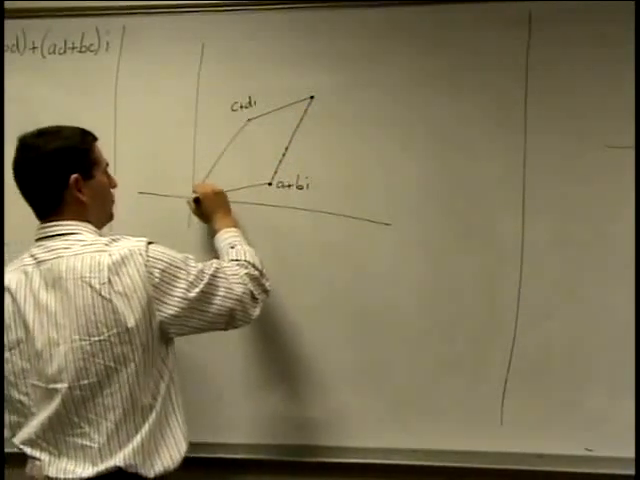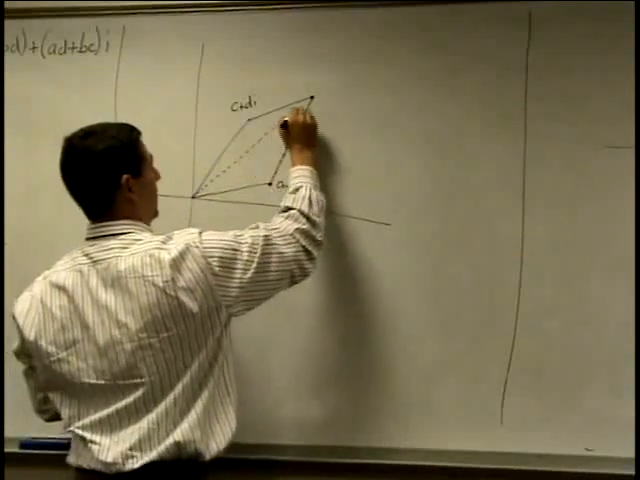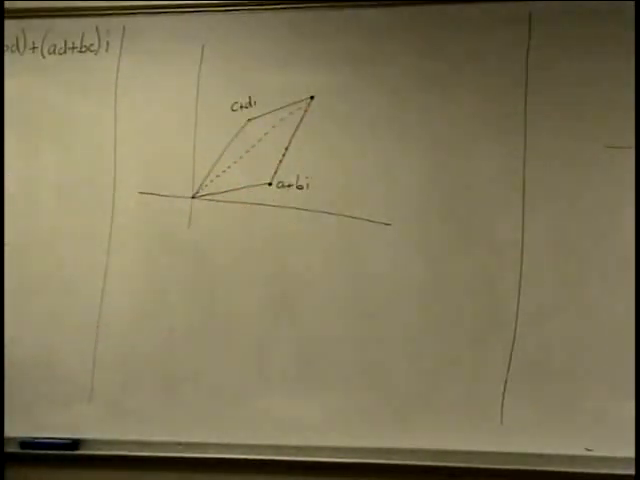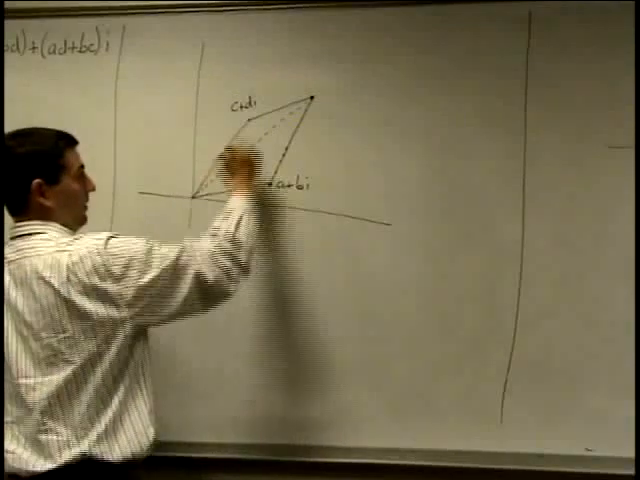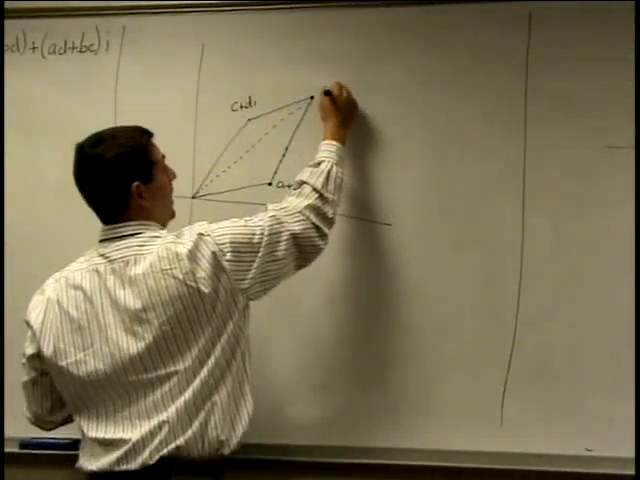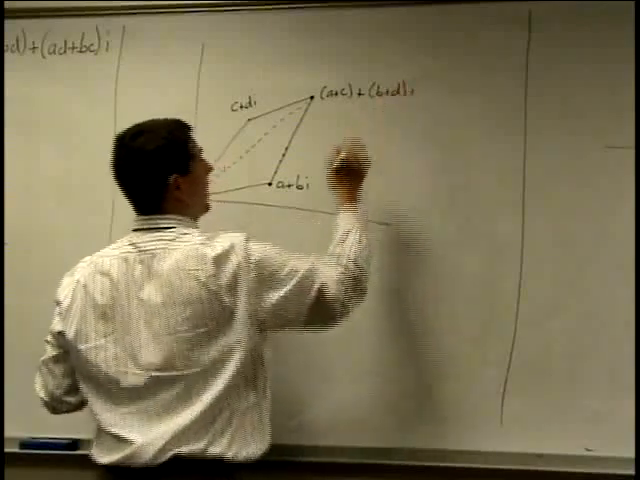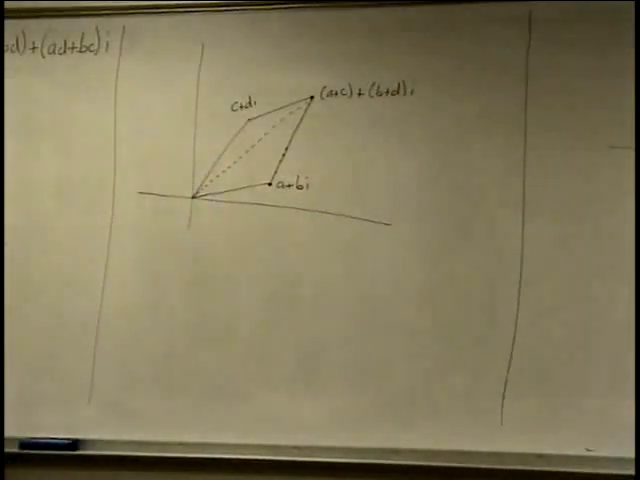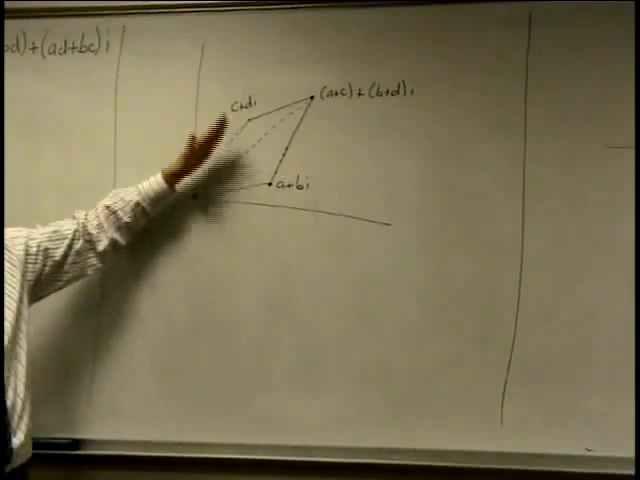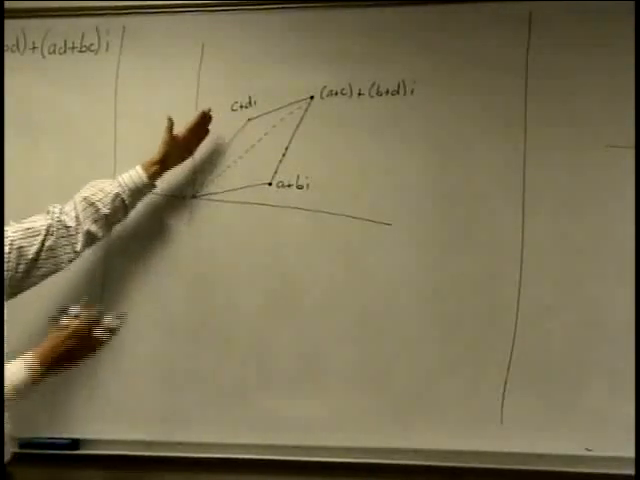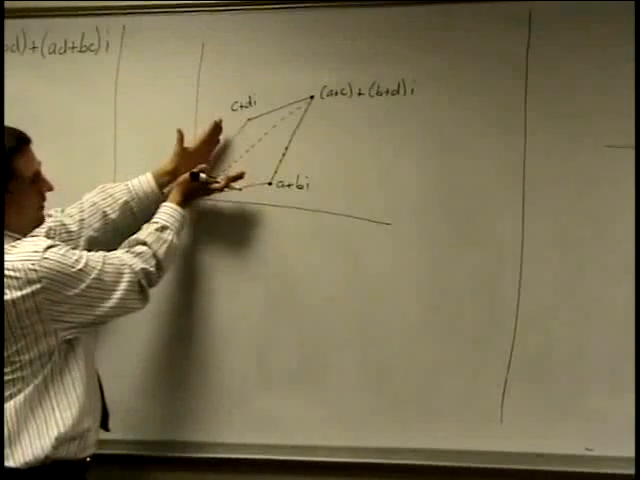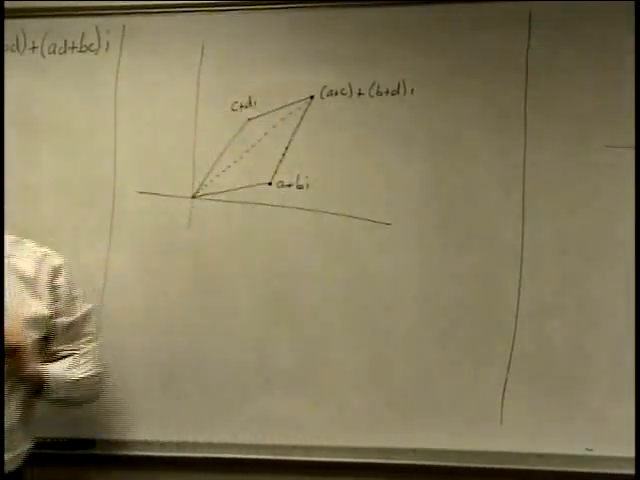And so what I get, if I draw the diagonal of this parallelogram, is exactly the vector that corresponds to (a plus c) plus (b plus d)i. So geometrically, the way I can add two complex numbers is take these two sides of a parallelogram and complete it to an entire parallelogram.